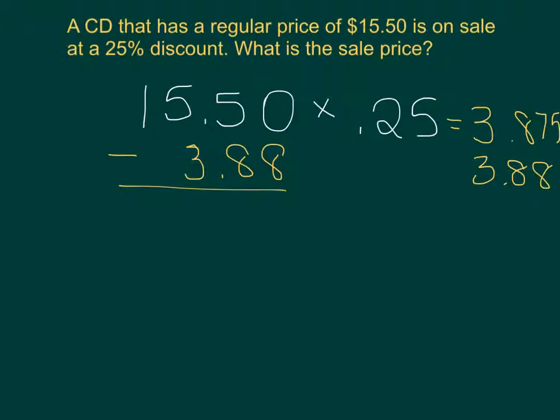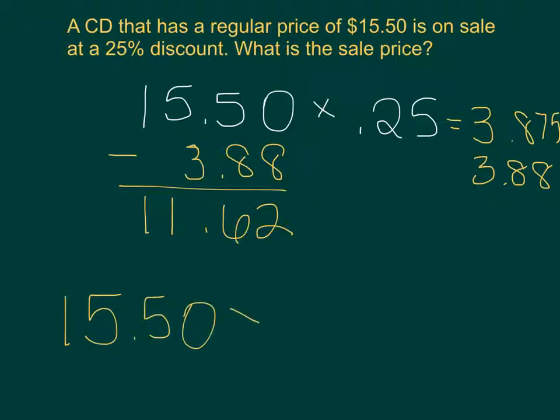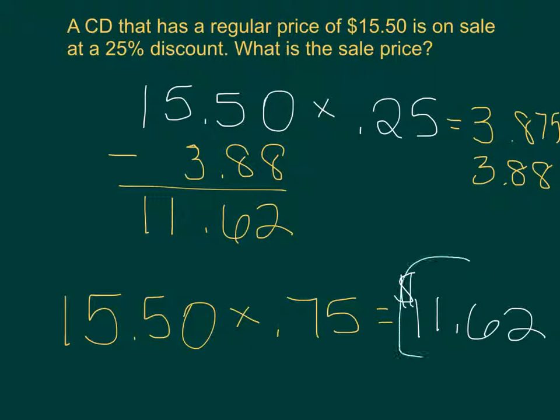And so if you subtract $3.88, you get $11.62. You can also multiply the $15.50 by 0.75 because you're paying 75% of the cost, and you're going to get $11.62 for this amount as well.